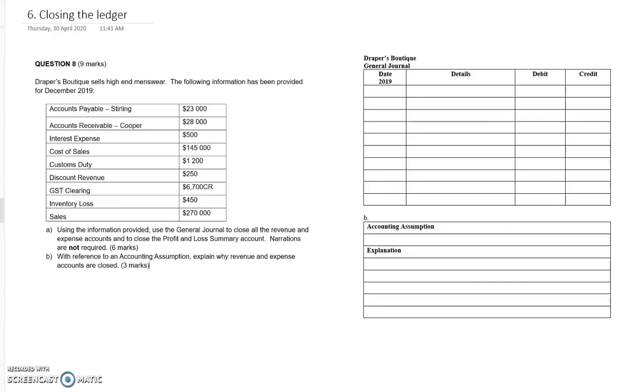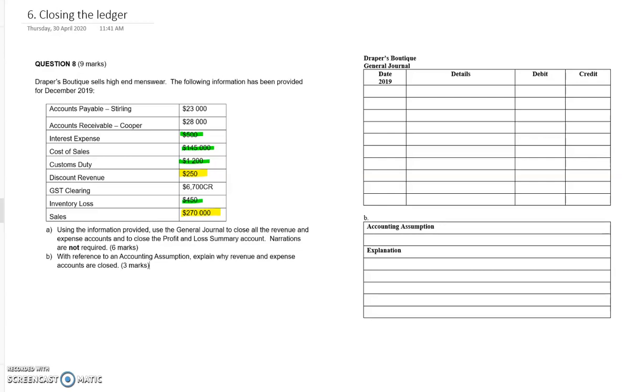So first what I would do is go through the accounts we're given, and I'm going to highlight in yellow revenue accounts and highlight in green expense accounts. So accounts payable and accounts receivable, neither revenue or expense. Interest expense is obviously an expense. Cost of sales is an expense. Customs duty is an expense. Discount revenue is revenue. GST clearing is in this case a liability, credit balance. Inventory loss is an expense. And sales is a revenue.